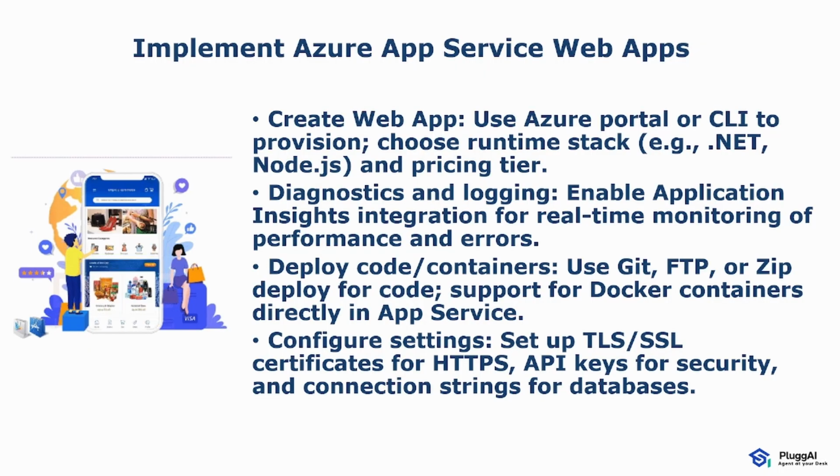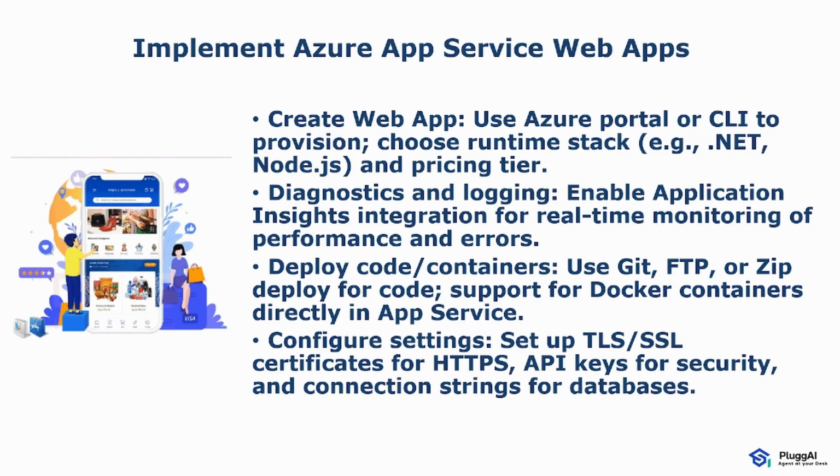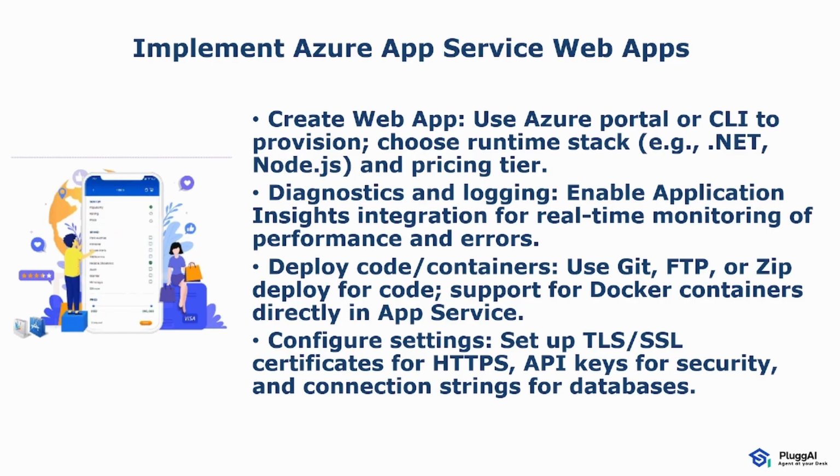In the portal, it's literally a few clicks. Search for app service, hit create, pick your subscription, resource group, give it a name that becomes part of the URL, like myapp.azurewebsites.net. Choose your runtime stack, region, and pricing tier. Exam loves asking which tier supports custom domains or auto-scaling. Remember, free and shared are for dev test, basic and above for production stuff like SSL and scaling.